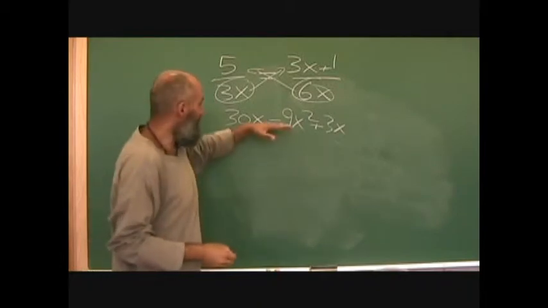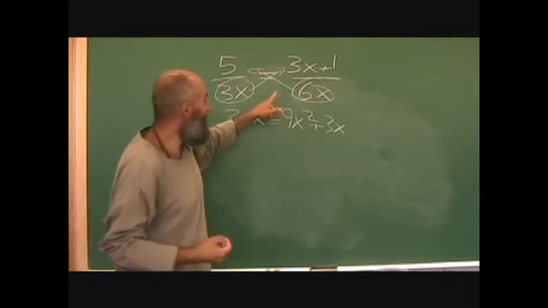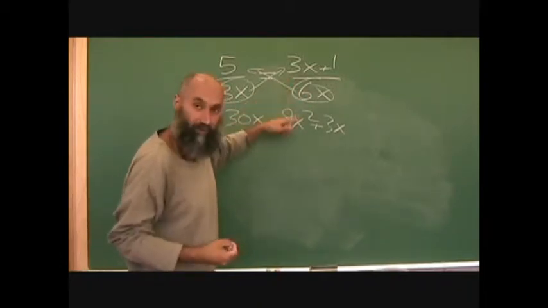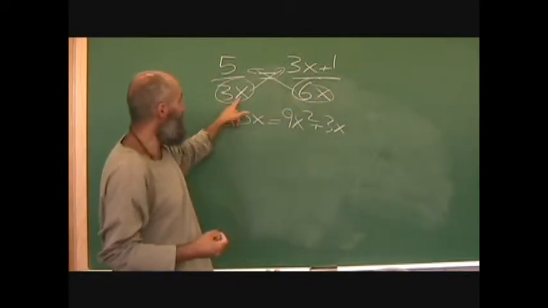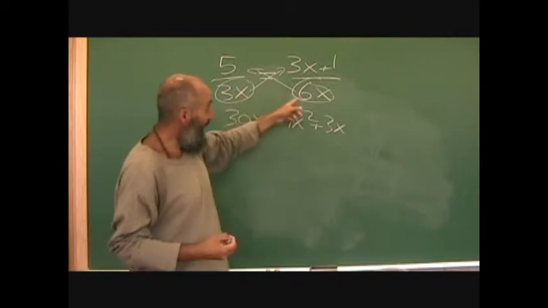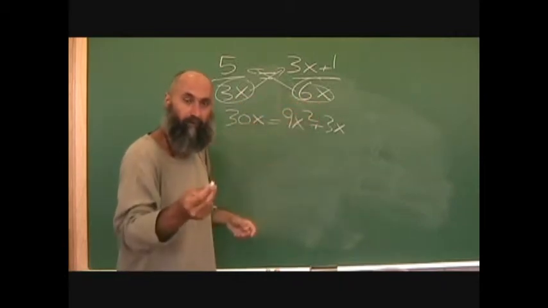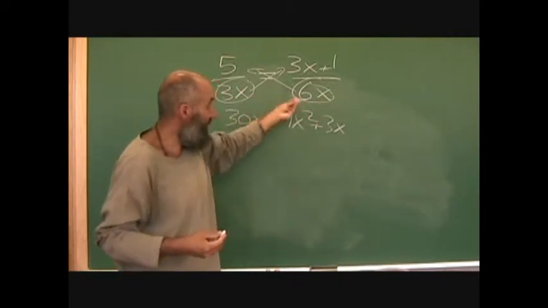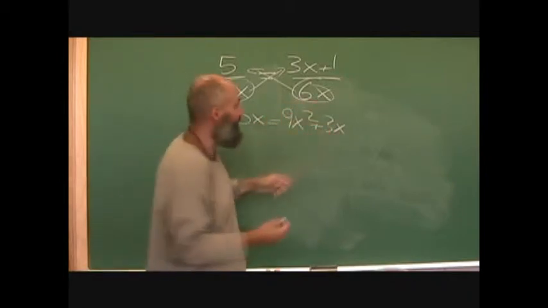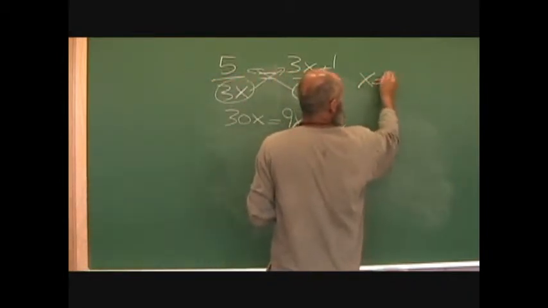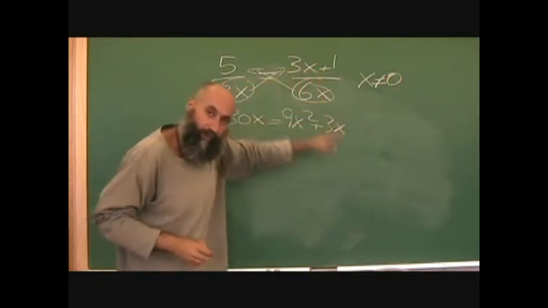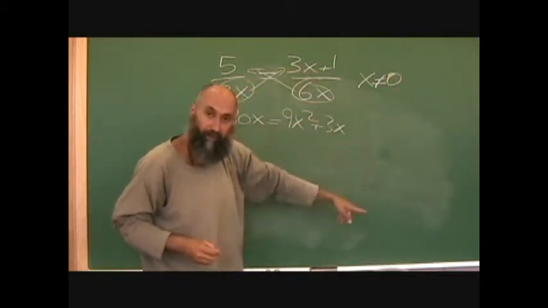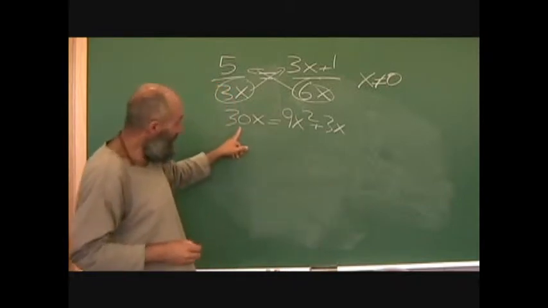Okay. Now, again, I should have followed my own advice. Before we continue with this, before we start moving things around, we should have written down a restriction here. The restriction is 3x cannot equal 0, and 6x cannot equal 0. Both of them give us the result that x cannot equal 0. Now keep that there, because when you write your final answer, you have to include that in your final answer.